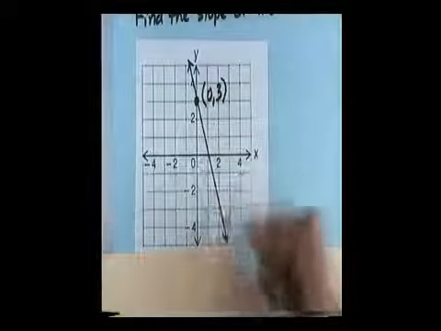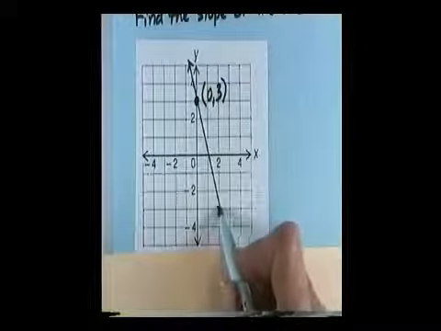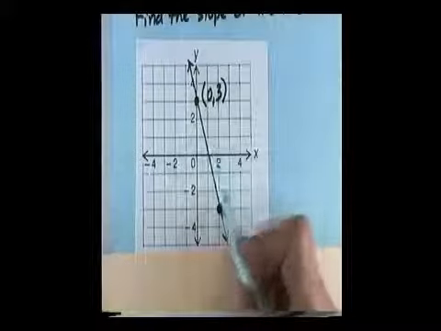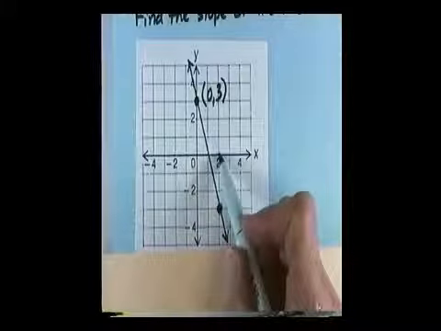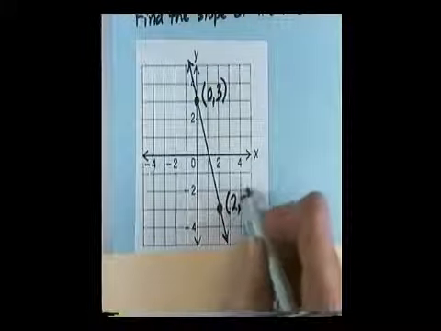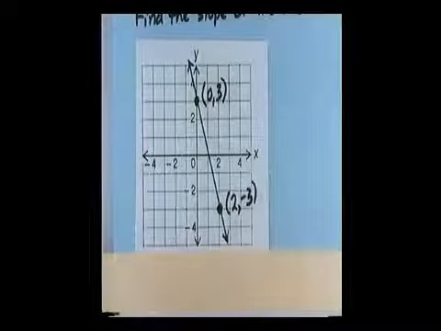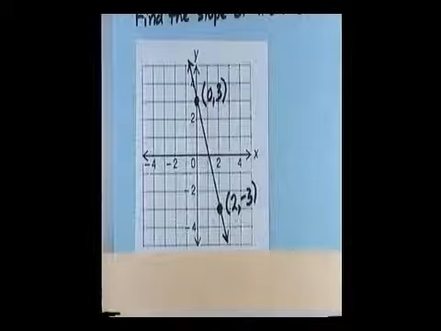Then, as I look at the grid, it appears that the graph touches the grid crossing at this point. So this point has coordinates starting from the origin to the right 2, down 1, 2, 3, and so we have 2, negative 3. So here our 2 points are 0, 3 and 2, negative 3. Now you can put your ruler down on your graph and draw the line.